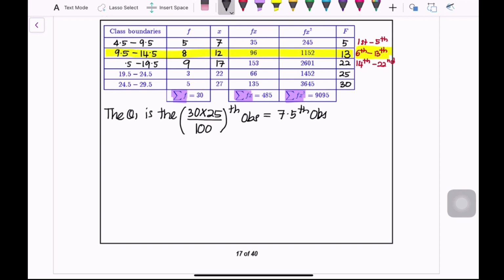By using the formula of Q1, Q1 is equal to the lower boundary for the class of Q1, which is 9.5, plus n times k over 100, the value is 7.5, minus the cumulative frequency before class Q1, which is 5, over the frequency of the class Q1, which is 8, times the class size c, which is 5, meaning 14.5 minus 9.5 is 5. So Q1 is equal to 11.06.